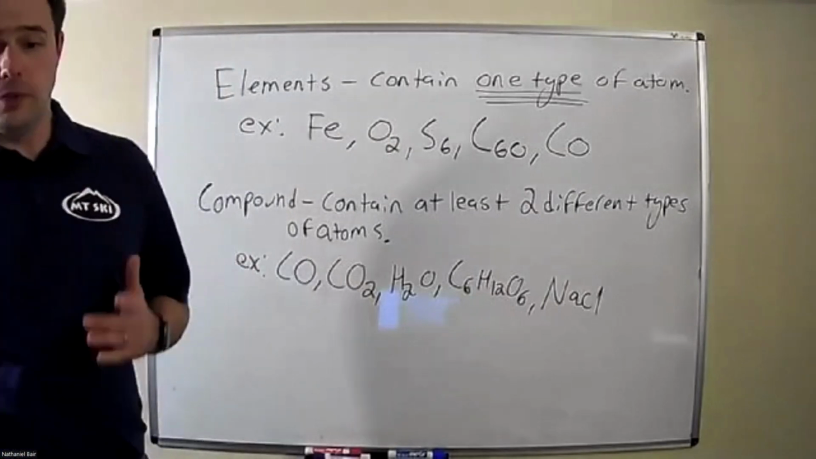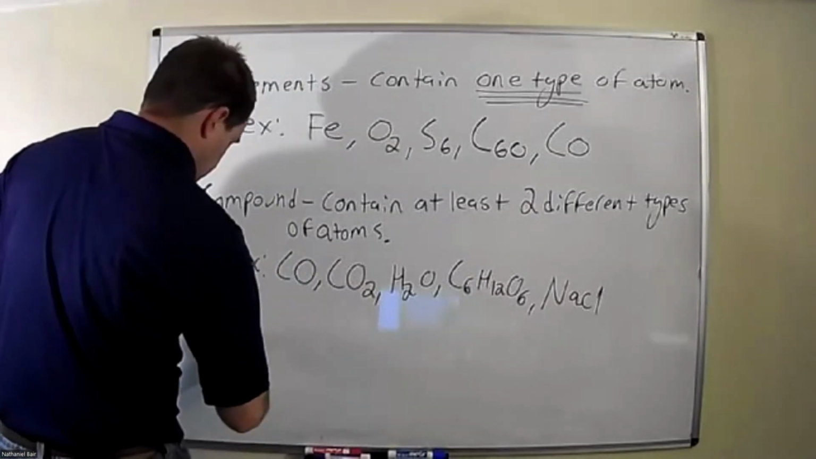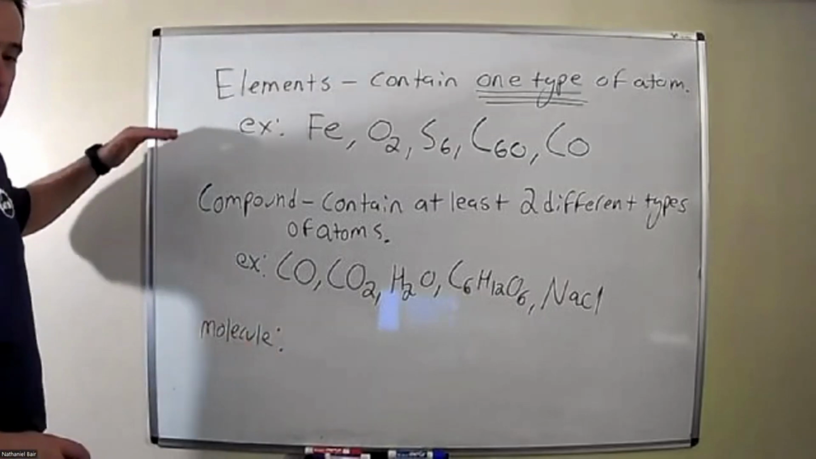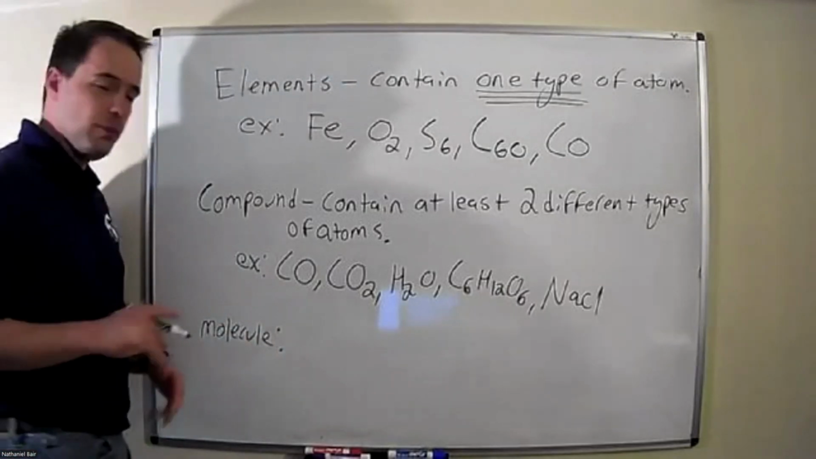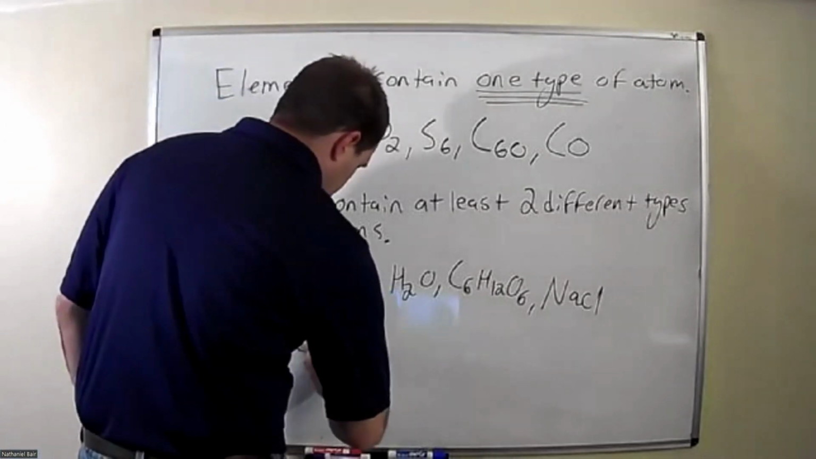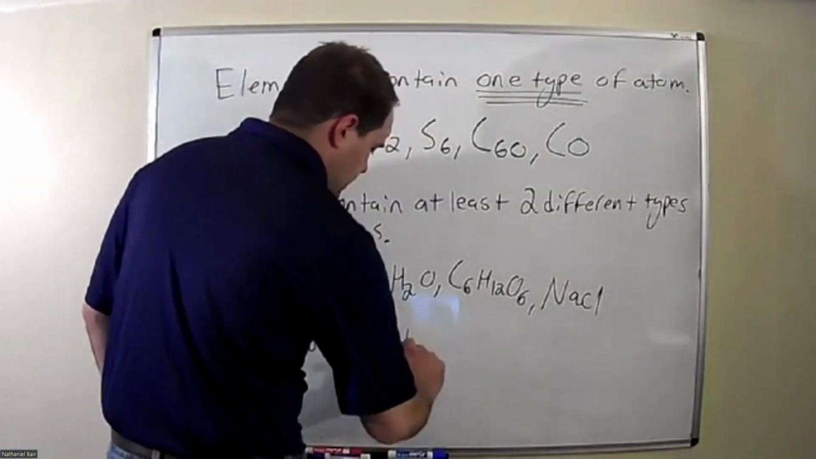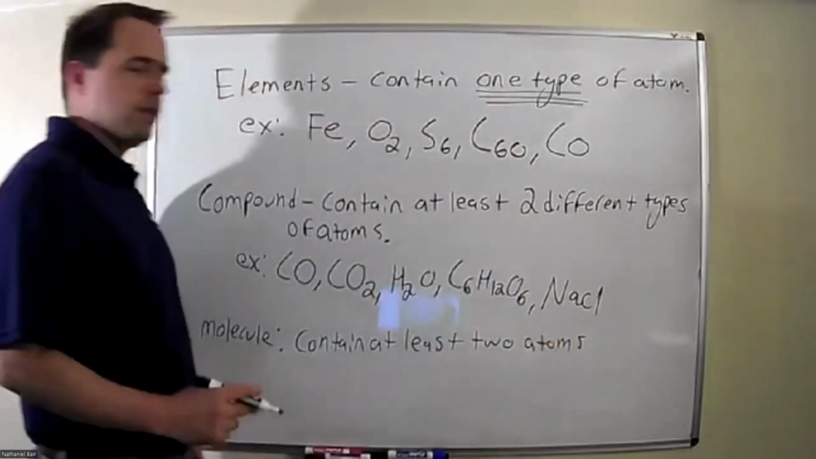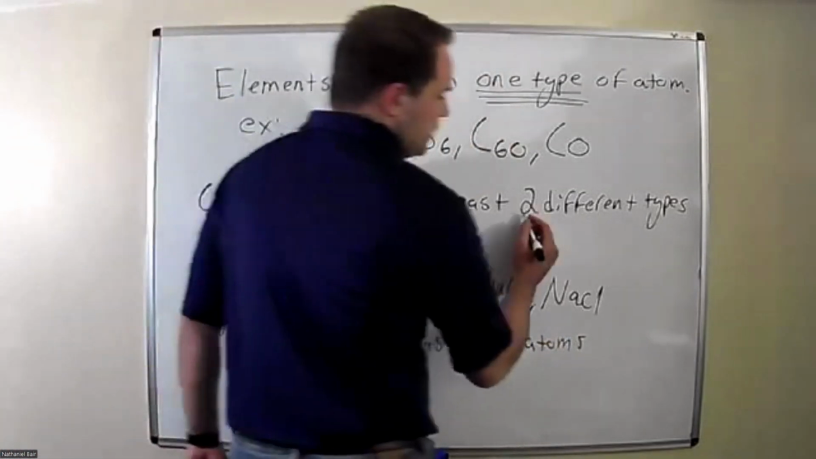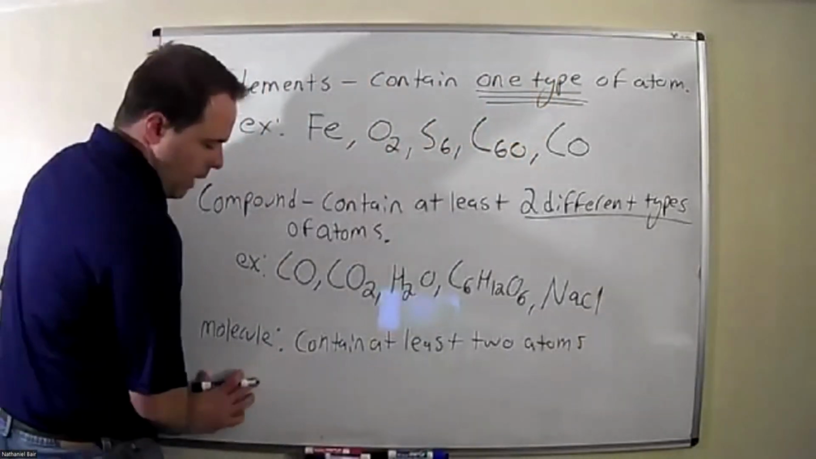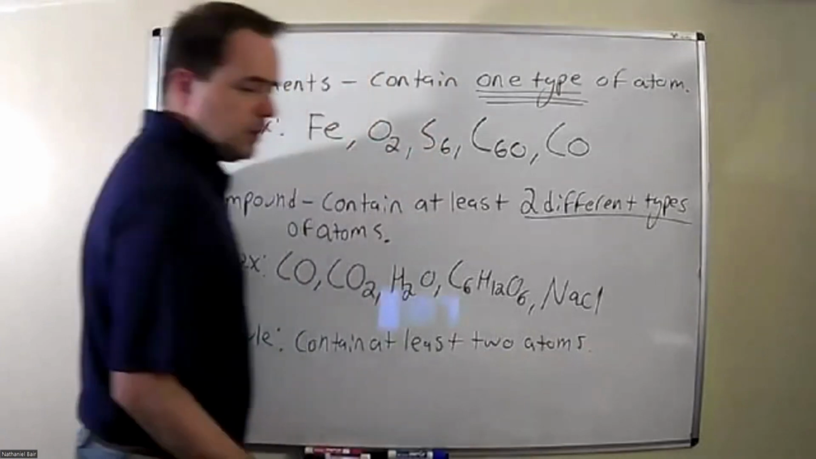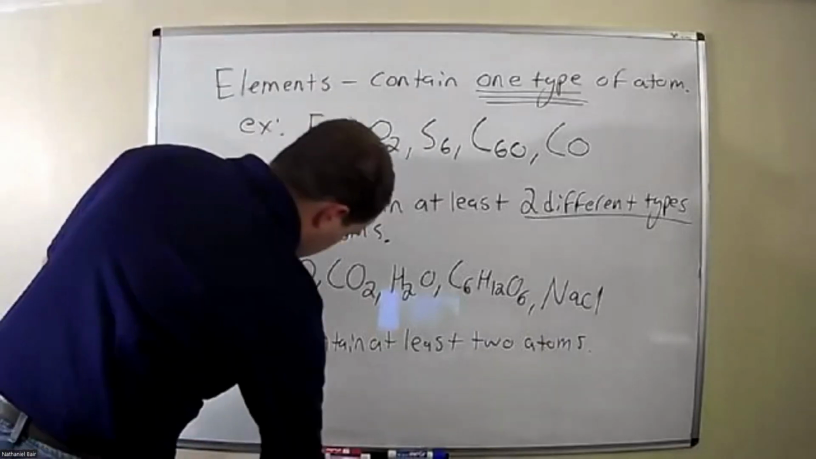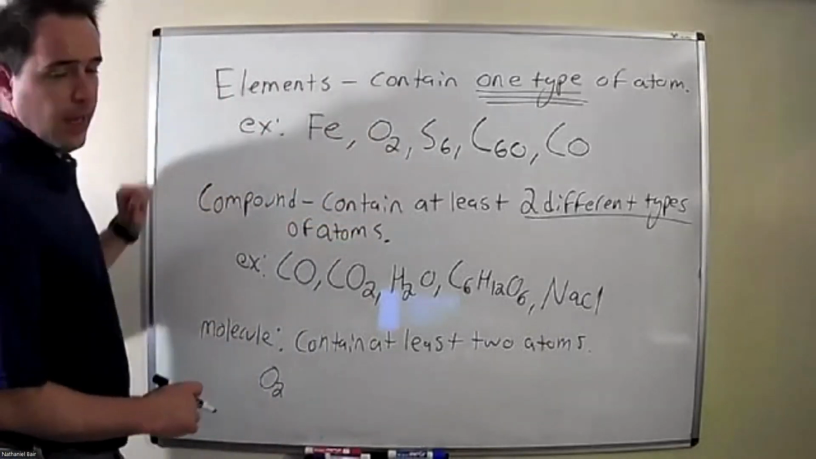Another really important word that I don't have on the slides is molecules. And molecule is a special word that can sometimes talk about elements and sometimes refer to compounds. It can refer to both. A molecule just indicates that the thing contains at least two atoms. And you say, whoa, what's the difference between molecule and compound? Compounds have to have at least two different types, okay? A molecule just has to contain at least two atoms. So you can have molecular elements and you can have compounds that are molecules, right? So for example, O2, that's a molecule and an element, right?